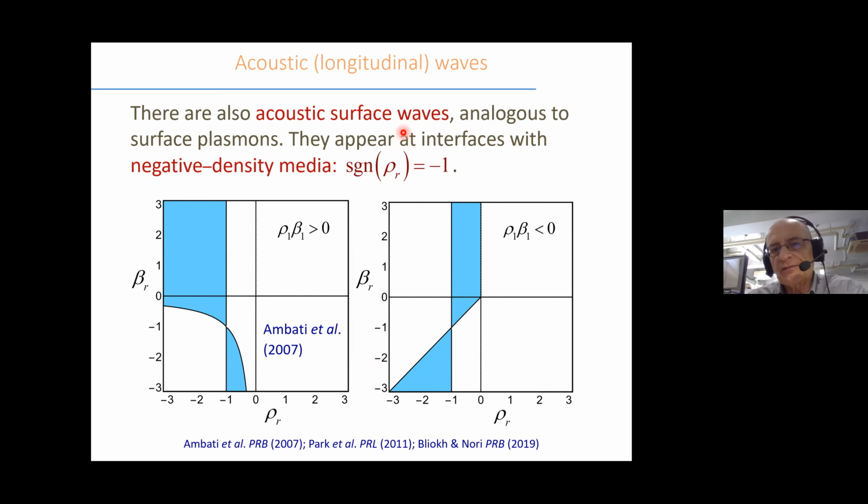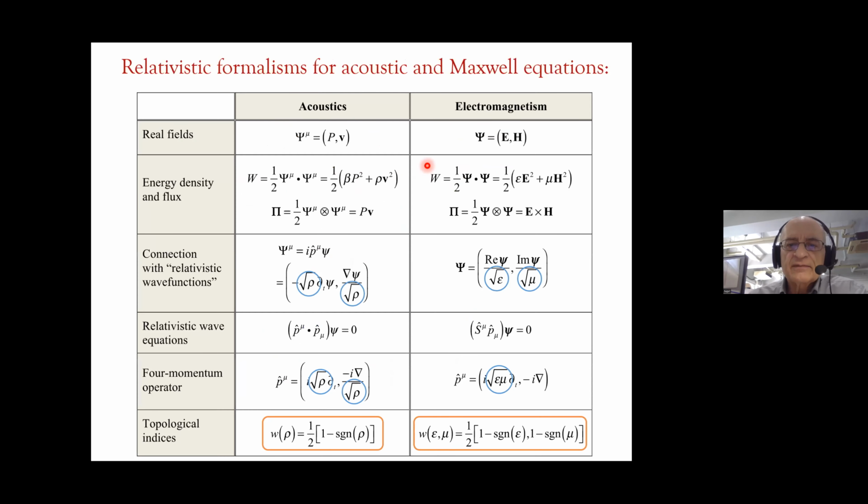There are also acoustic surface waves analogous to surface plasmons. These appear at interfaces with negative density media, which is one here. So right now, we're not going to look at the sign of the epsilon ratio or mu ratio. We're looking at the change of the sign of the density here, ρ2 over ρ1. And it is possible to do a relativistic formalism for acoustic and Maxwell equations where the key parameter is ρ, as opposed to epsilon mu. And the topological index will be, in this case, looking at the sign of ρ2 over ρ1 as opposed to the sign of epsilon 2 over epsilon 1 and mu2 over mu1. So in that case, there are two indices. In this case, there's only one.